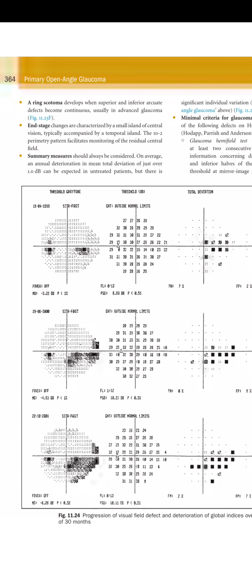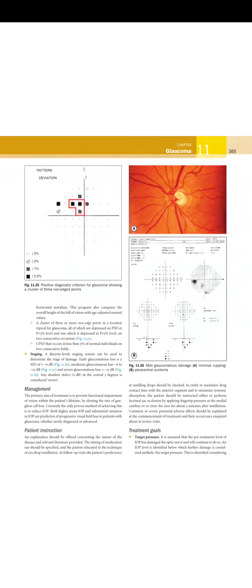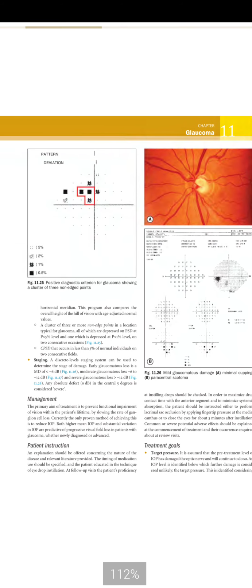So you can see that there was a defect in this case. There is almost a nasal step, and then it is increasing in size. It is becoming a kind of arcuate defect, and this is also increasing in size. We discussed this. And staging.